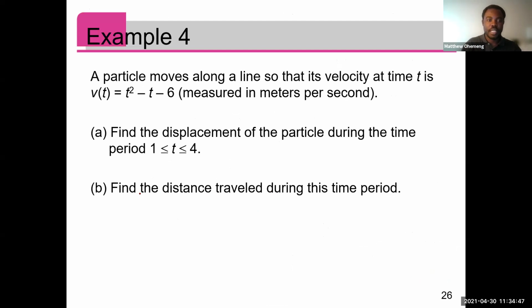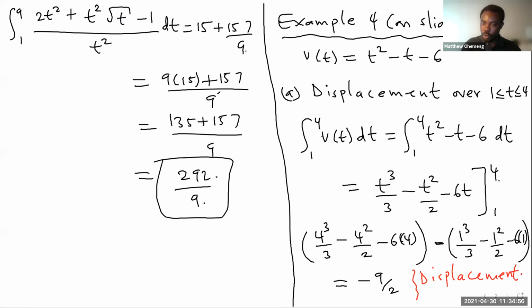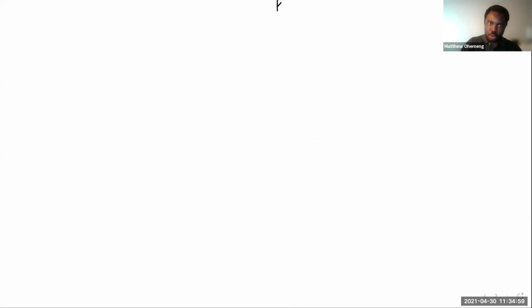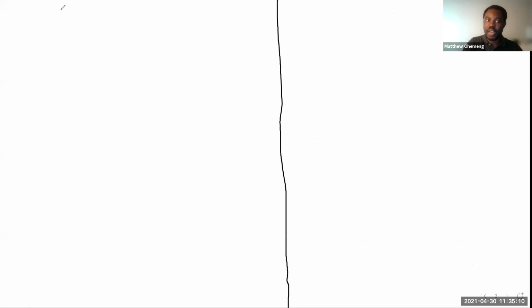So the second part says find the distance traveled during the same time interval. Okay, so the lesson that I want you to take from here is you will not be actually tested on applications, but you may see a question where you have to do a definite integral of an absolute value function, right? So here is where I teach you how to do the definite integral with an absolute value integrand.